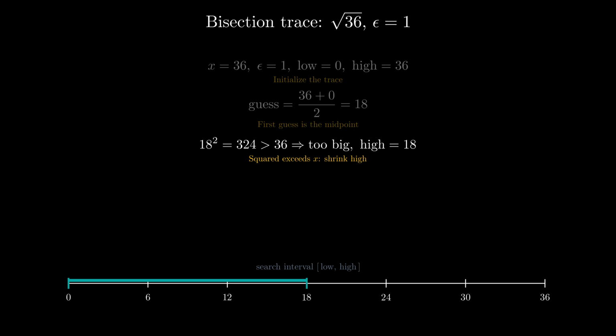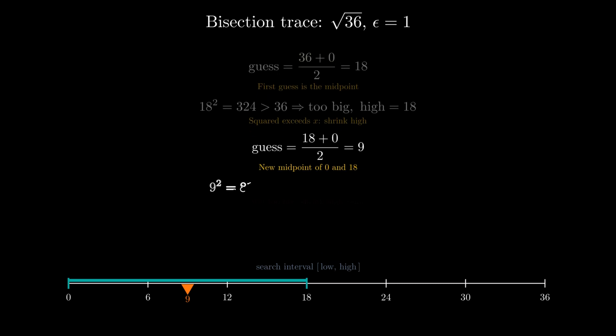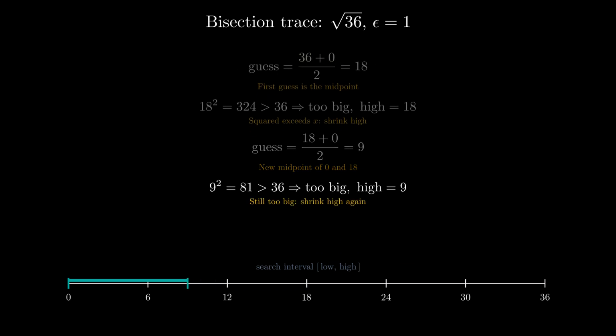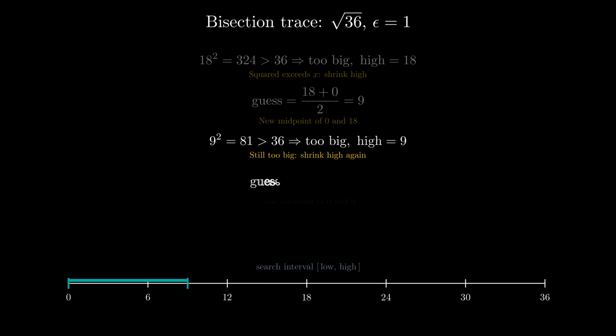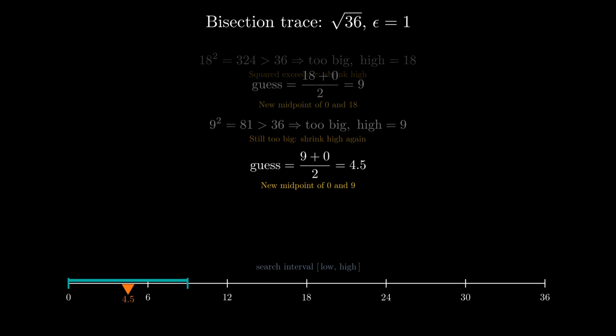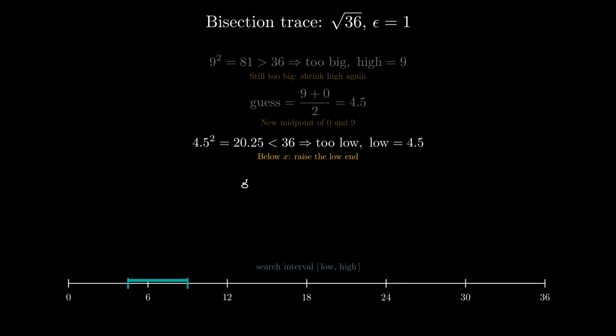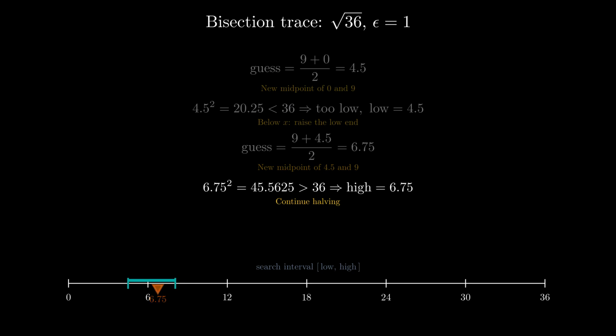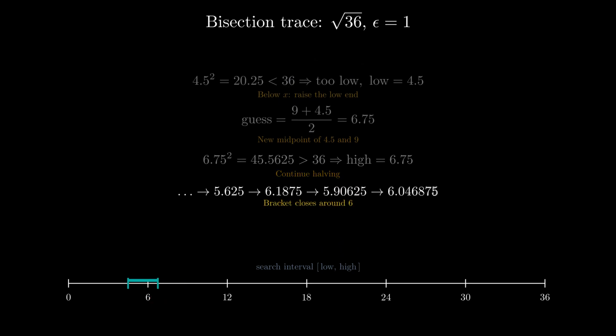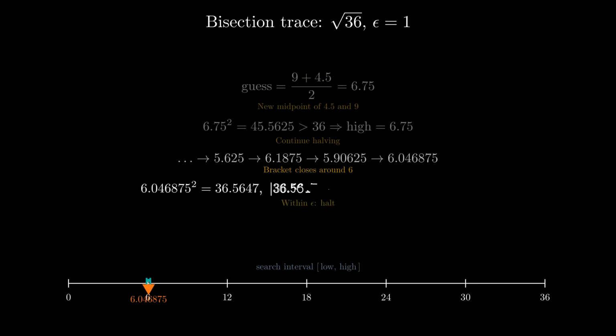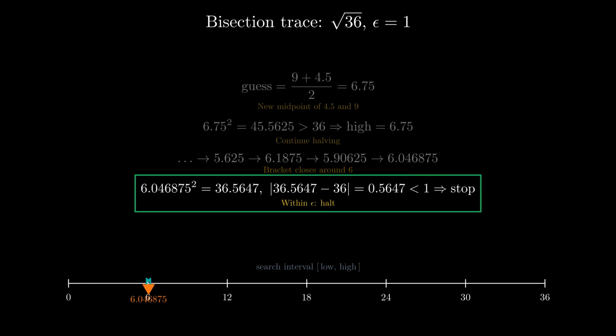High becomes 18. The new midpoint of 0 and 18 is 9. 9 squared is 81, still too big, so high becomes 9. The new midpoint of 0 and 9 is 4.5. 4.5 squared is 20.25, now less than 36, so the guess is too low. Low becomes 4.5. The midpoint of 4.5 and 9 is 6.75. We keep going, and the guess settles at about 6.047, whose square is within 1 of 36.